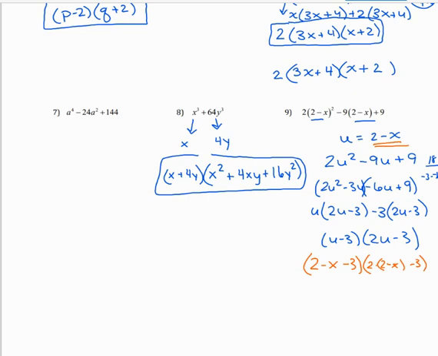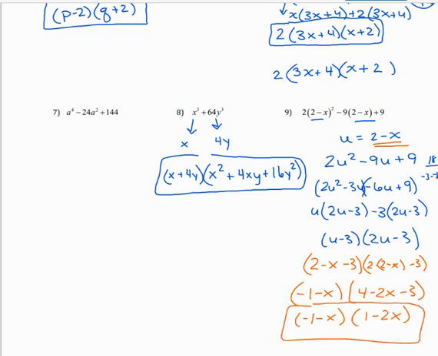That first one will become negative 1 minus x. The second one I need to distribute, so that really becomes 4 minus 2x minus 3, which will become 1 minus 2x. And there you have your final factorization. So go ahead and try the other problems using those skills, and we'll continue practicing more in class.